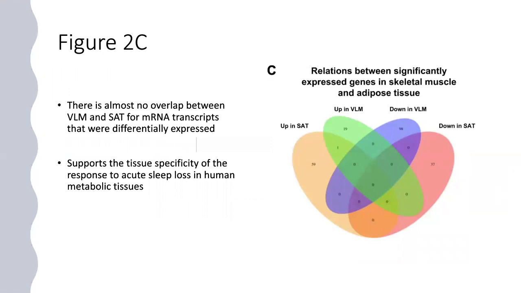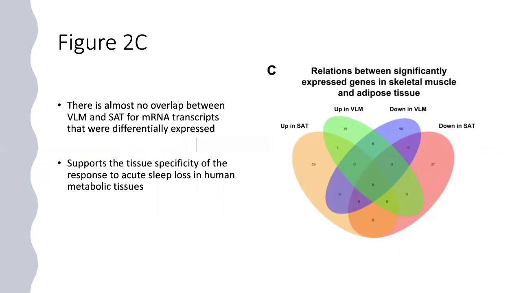For figure 2C, we see the relation between significantly expressed genes of skeletal muscle and adipose tissue, in which the researchers found that there's actually almost no overlap between VLM and SAT, where VLM is the muscle and SAT is the adipose tissue, for the mRNA transcripts that were differentially expressed. This Venn diagram shows the genome-wide gene expression changes caused by acute sleep loss that were found in this study.